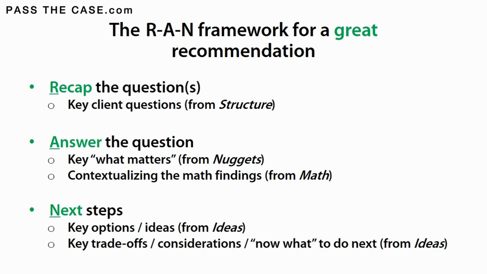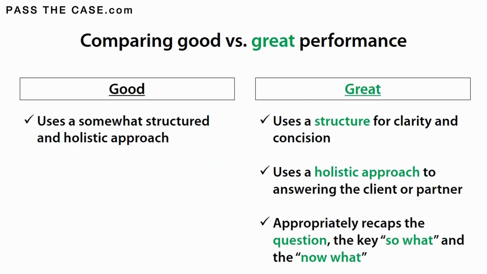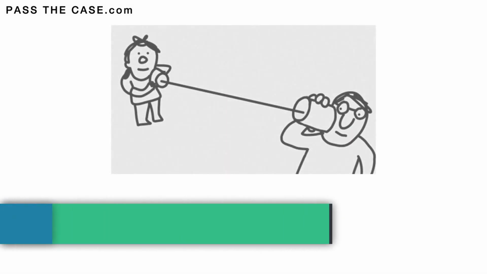And what you see here is that there's actually little new thinking involved. It's really just summarizing all the parts of the case together in this organized structure. And you will have a significant advantage if you use this framework and see how the different parts of the case fit into it. Now that you know how to deliver a great recommendation, it's very important that you understand the difference between a good versus great performance on this dimension.